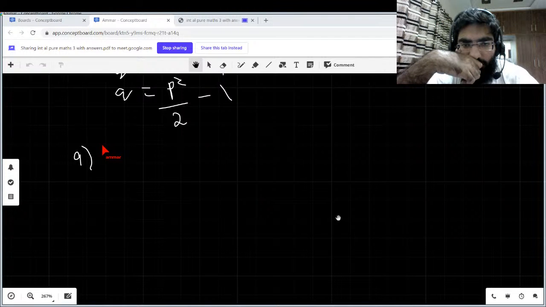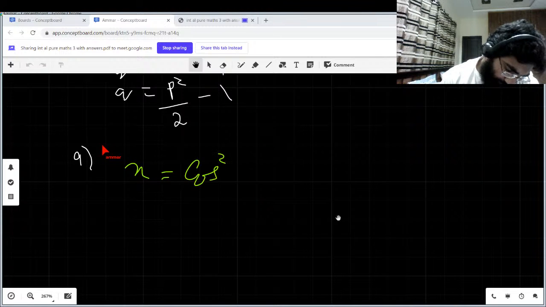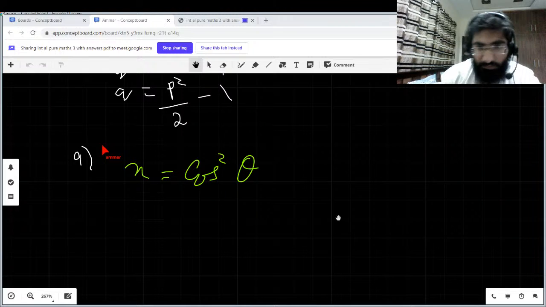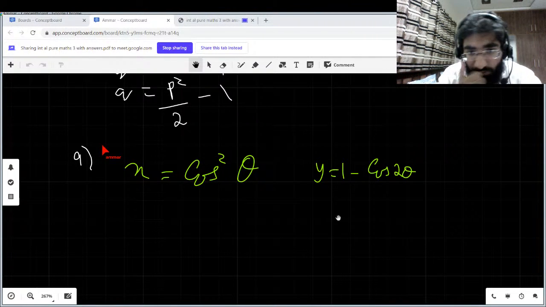Okay. So you have got x is equal to what? Cos squared theta. And y is equal to what? Y is equal to 1 minus cos 2 theta. So cos 2 theta is equal to what? 1 minus cos square theta, I mean cos square theta minus 1. Whatever, I don't know.